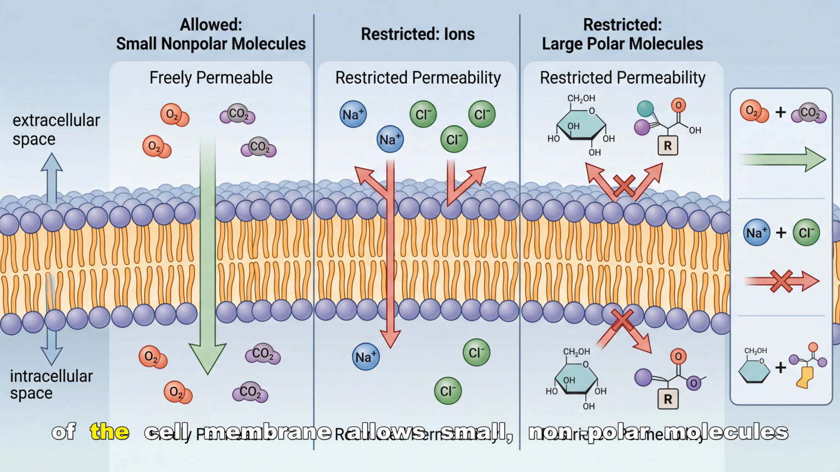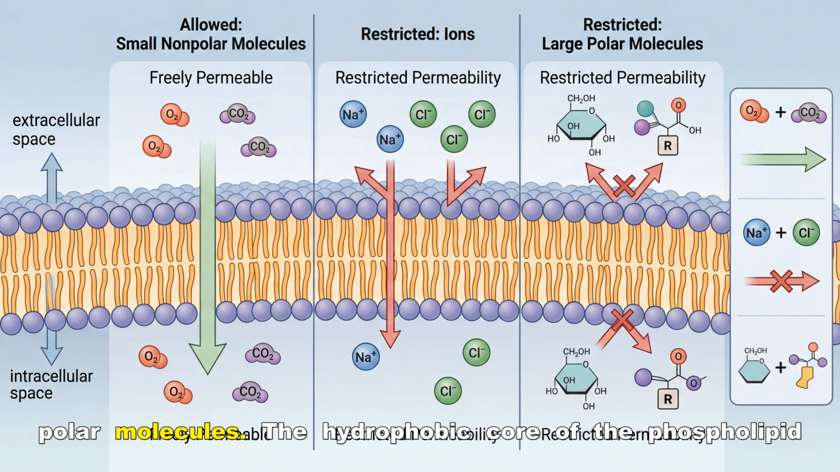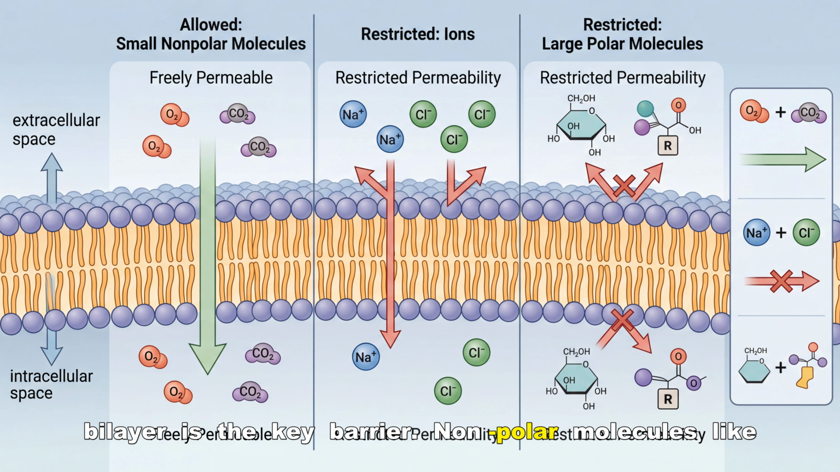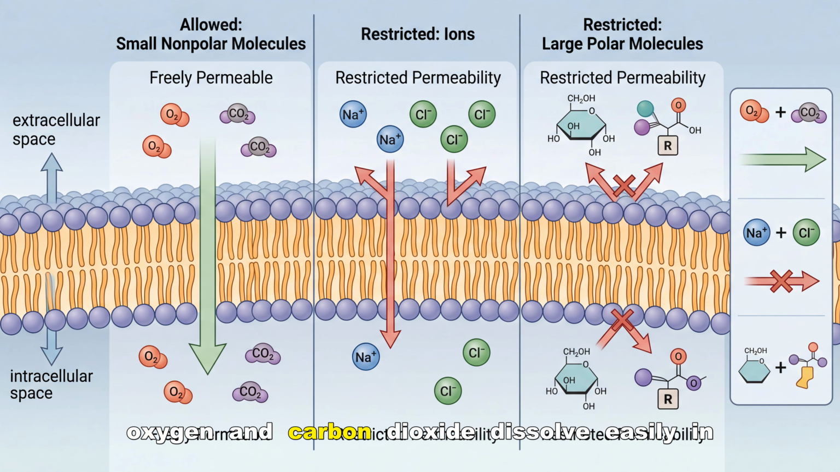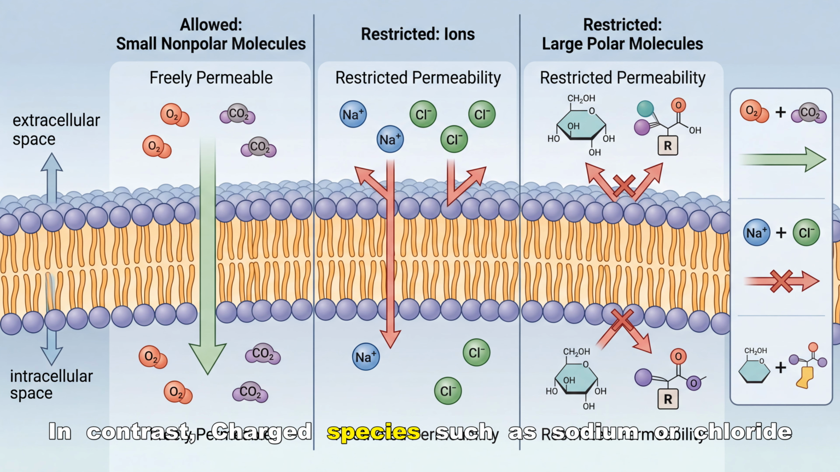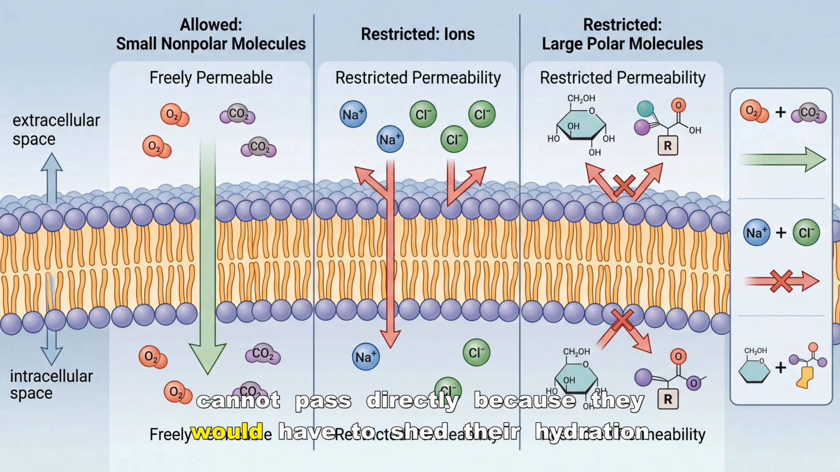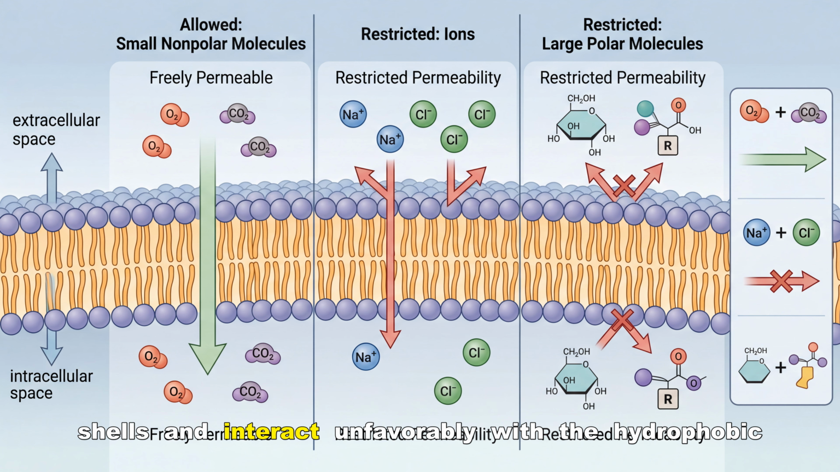Selective permeability of the cell membrane allows small non-polar molecules to diffuse freely while restricting ions and large polar molecules. The hydrophobic core of the phospholipid bilayer is the key barrier. Non-polar molecules like oxygen and carbon dioxide dissolve easily in this lipid environment and diffuse across without assistance. In contrast, charged species such as sodium or chloride ions and large polar molecules like glucose cannot pass directly because they would have to shed their hydration shells and interact unfavorably with the hydrophobic interior.